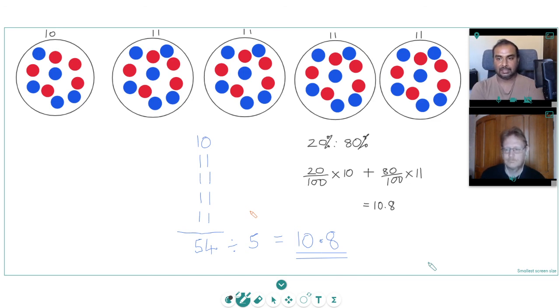Brilliant. Is there anything else you want to add, Paul? Yeah, I think it's just worth following on from your calculation there. If we just work each of those out, so 20 times 10 would be 200, divided by 100 is 2. And then 80 times 11, so that would be 880, divided by 100, which would be 8.8. And then if we add 2 and 8.8, we get the 10.8 relative atomic mass. Yeah, it's a more explicit demonstration of that calculation here.